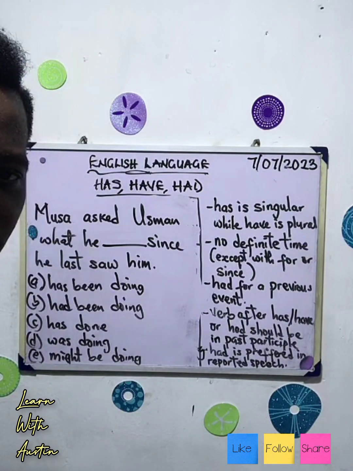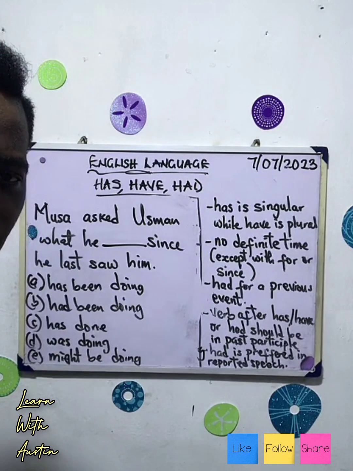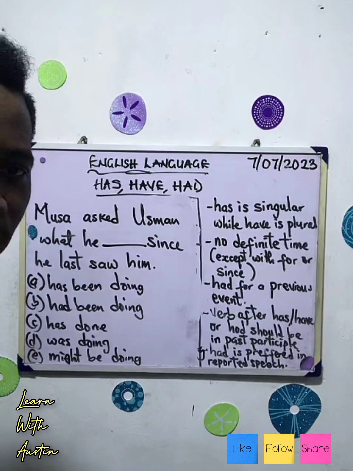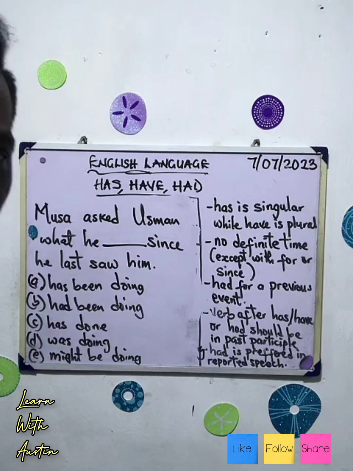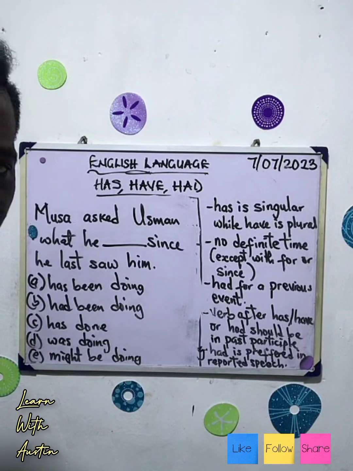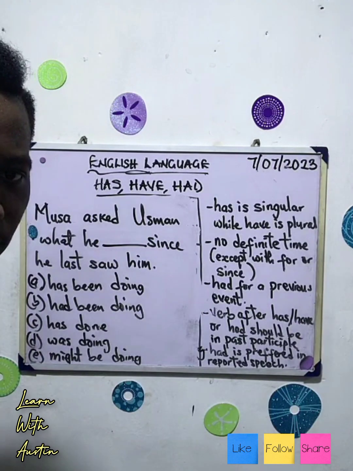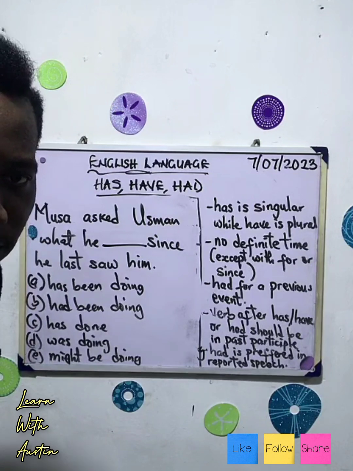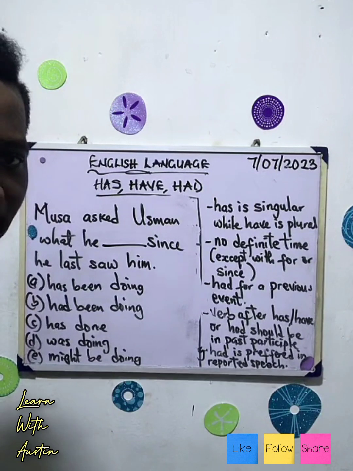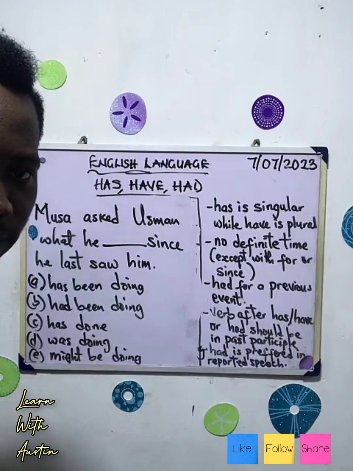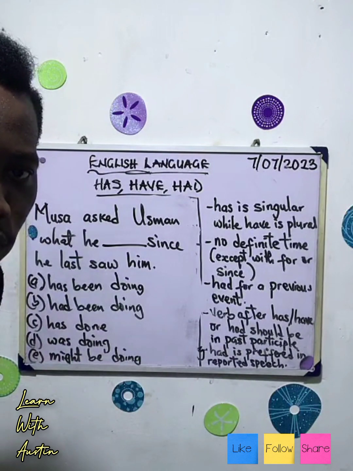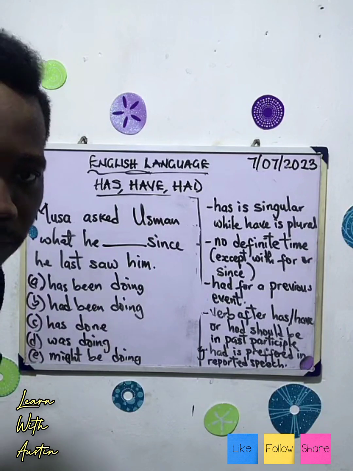A, B. A is what he has been doing. B, what he had been doing. Okay. All right. So what's our answer? Musa asked Usman what he does since he last saw him. What he has been doing since he last saw him. What he had been doing since he last saw him. What he has done. What he was doing. What he might be doing.